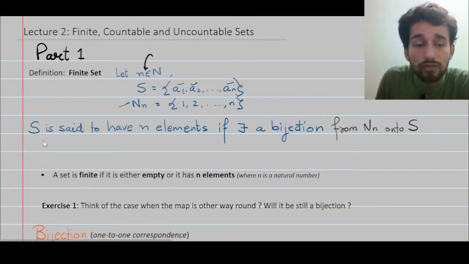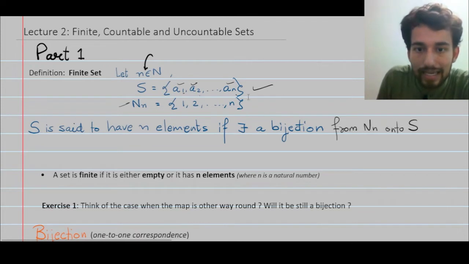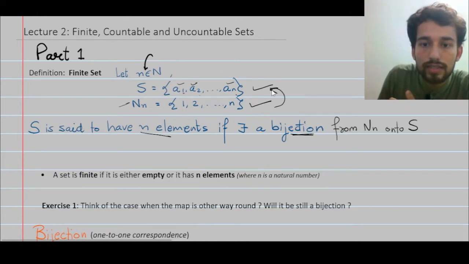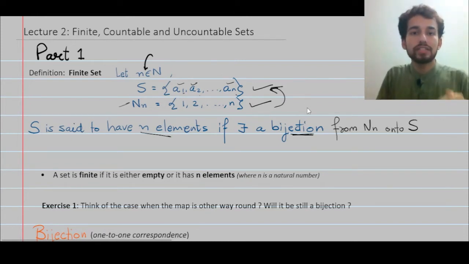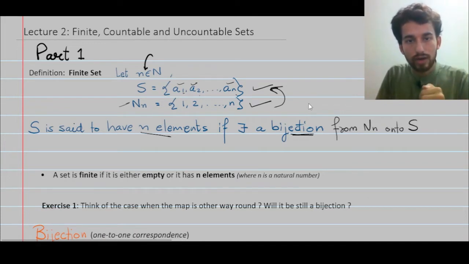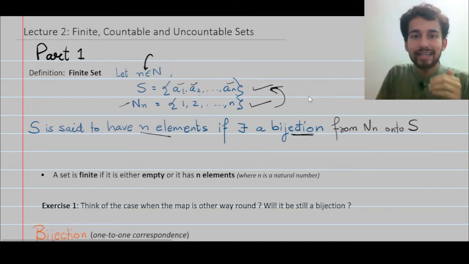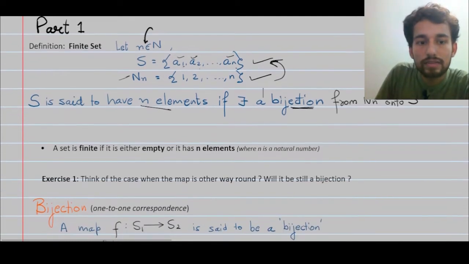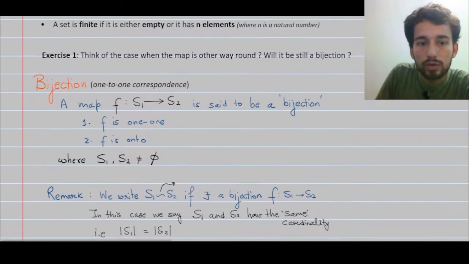Now with this information, this set S is said to have n elements if there exists a bijection from this set to this set. If I am able to define a bijection from N subscript n to the set S, then in that case I will say that my set S is finite. Okay, so in order to understand it precisely, let's move ahead with the notion of bijection.